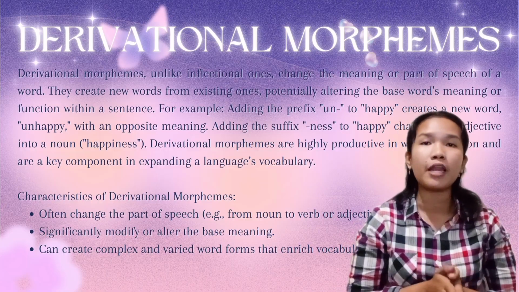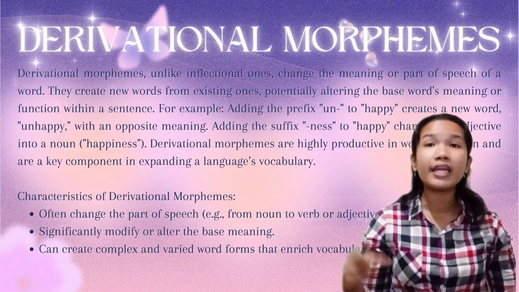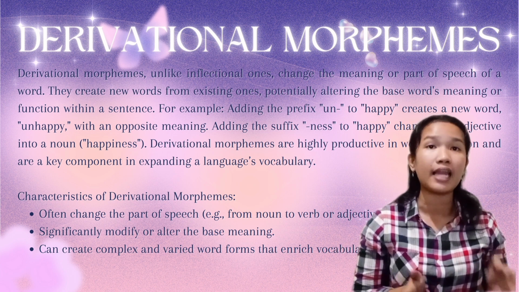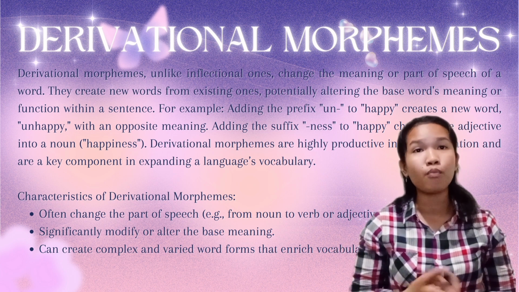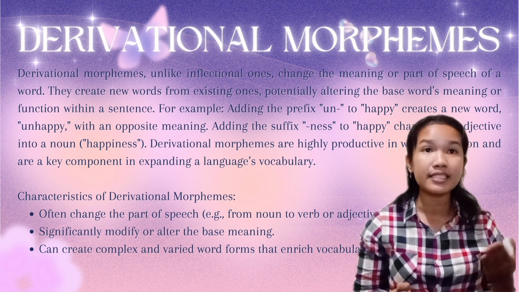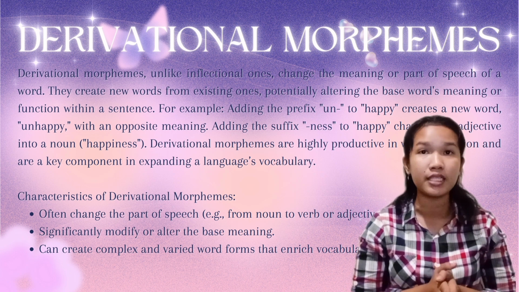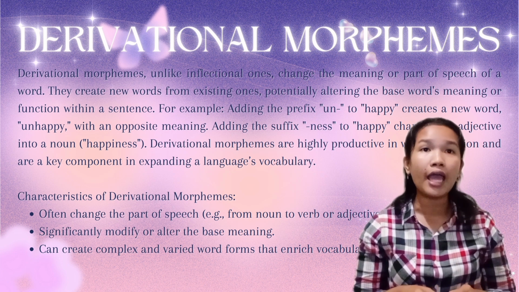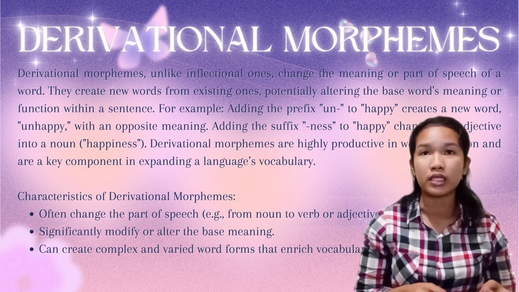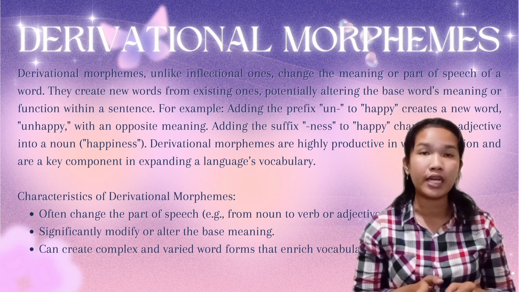Okay, now I will explain about the derivational morphemes. The derivational morphemes are unlike the inflectional ones because in these kinds of morphemes, there is a change in the meaning or part of speech of a word. They create new words from existing ones, potentially altering the base word's meaning or function within a sentence.